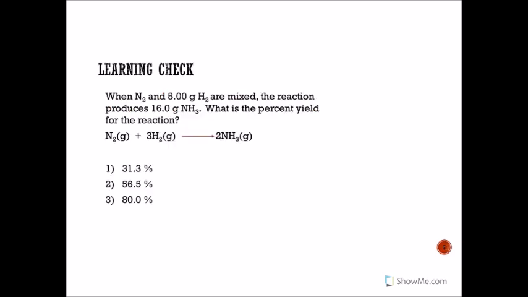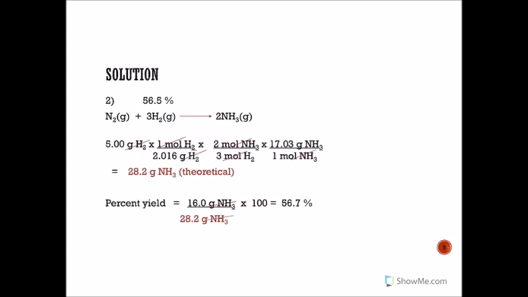And another example here: when nitrogen and 5 grams of hydrogen are mixed, the reaction produces 16 grams of ammonia. What is the percent yield? So this reaction actually produced 16.0 grams of ammonia when we started with 5.00 grams of hydrogen. We need to figure out how much ammonia we, in theory, could produce from 5 grams of hydrogen. We do so using stoichiometry.